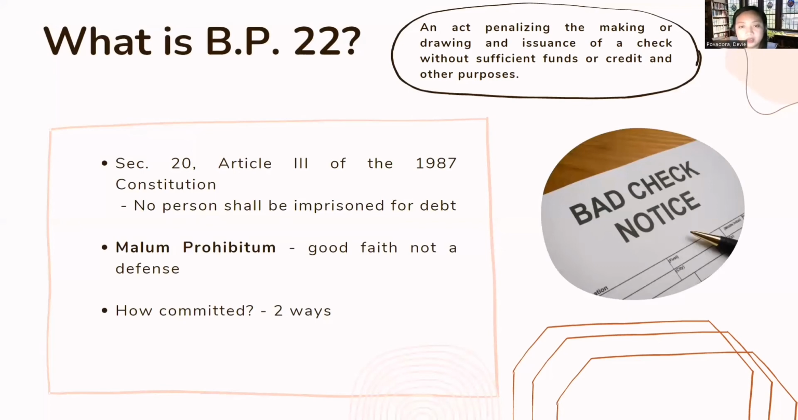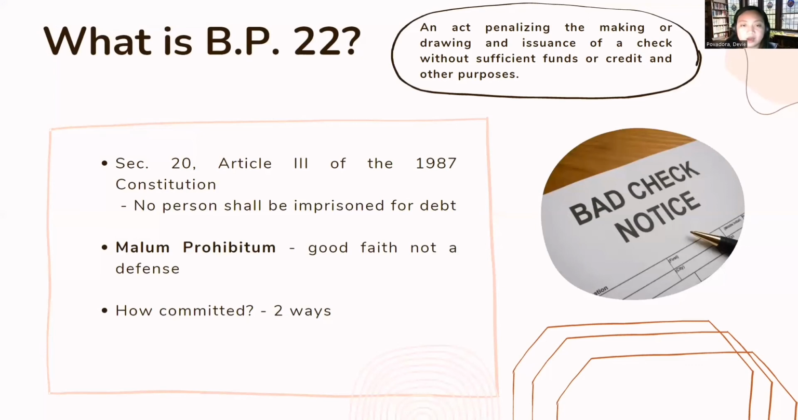Third, the issuer who draws or issues the check knows at the time of the issuance that he does not have sufficient funds in or credit with the drawee bank for the payment of the check in full upon its presentment to the drawee bank. Fourth, the check was subsequently dishonored by the drawee bank for insufficiency of funds or credit, or would have been dishonored for the same reason had not the issuer, without any valid reason, ordered the bank to stop payment.